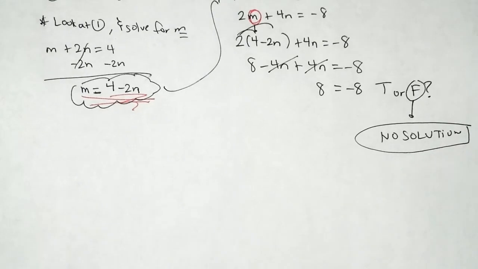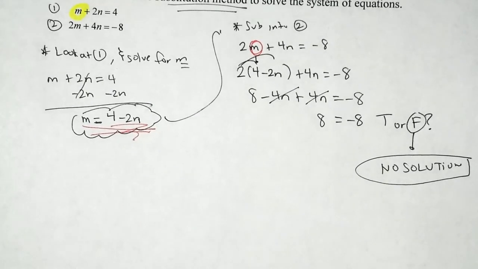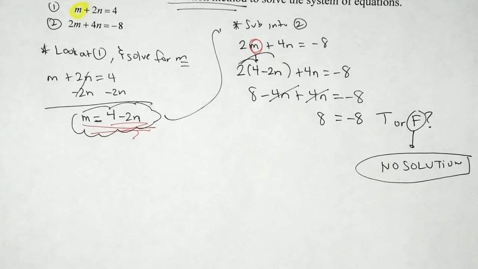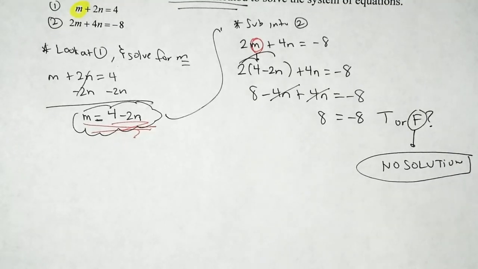Which makes sense, because if the system doesn't have a solution, then they don't have anything in common. So there's no way we can find an m or an n. Now the question you may ask, what if we ended up with a true statement? Well, that's for the next problem. So for this one, we're good to go.